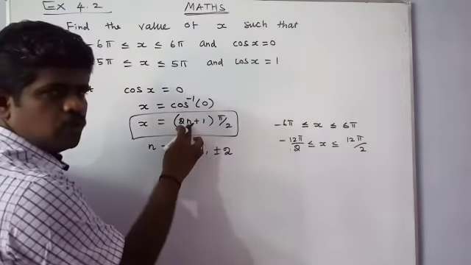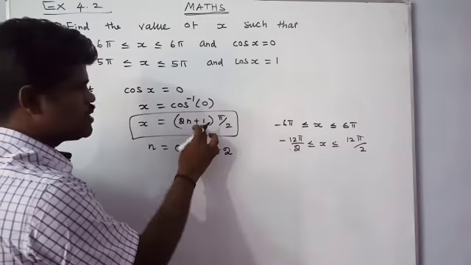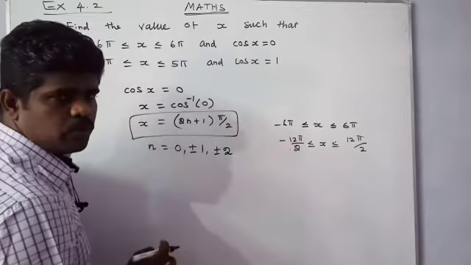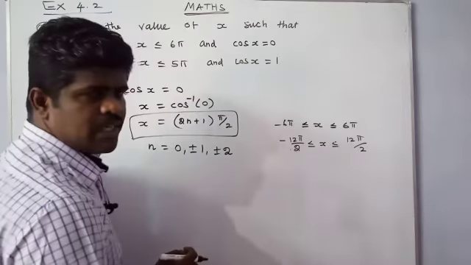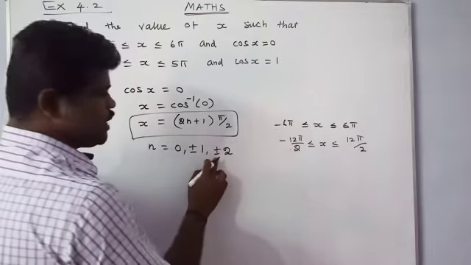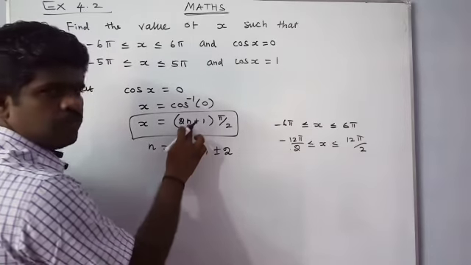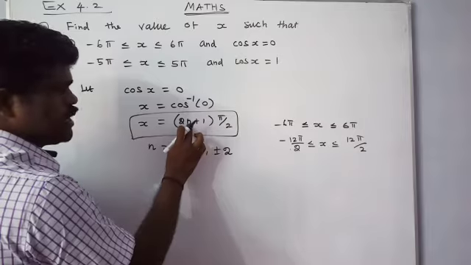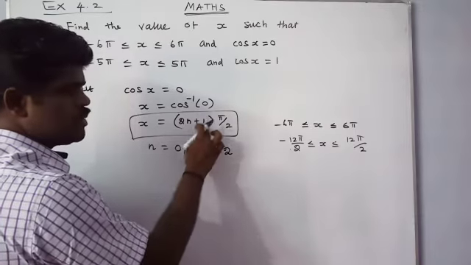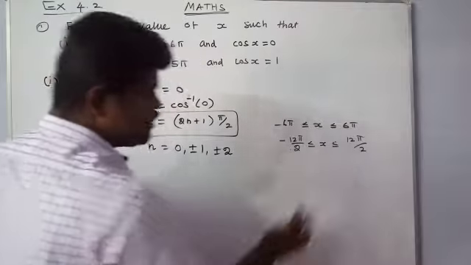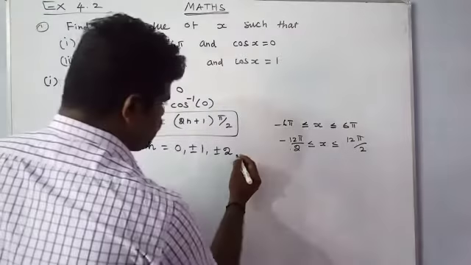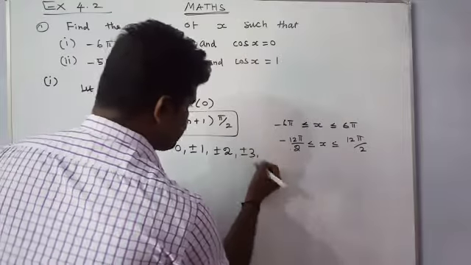First give 2. 2 into 2, 4. 4 plus 1, 5 by 2. 5 pi by 2 is there, and minus 2 we want to give. So 2 into minus 2, minus 4. Minus 4 plus 1, minus 3 by 2 lies between this value, comma plus or minus 3.